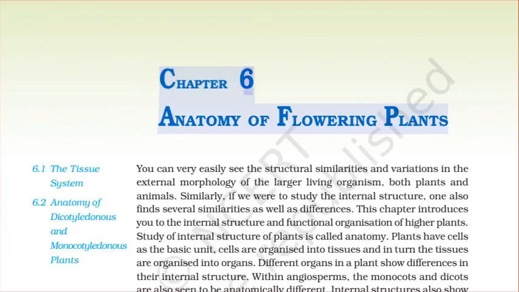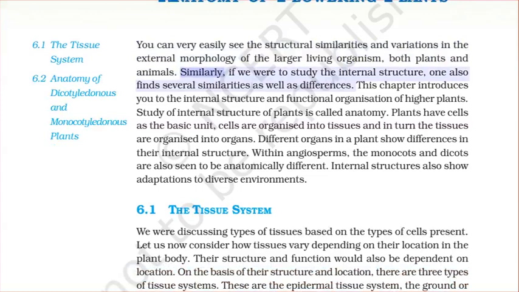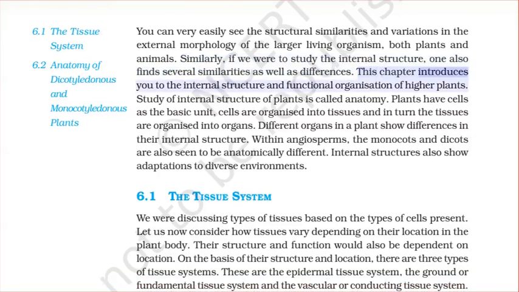Chapter 6, Anatomy of Flowering Plants. You can very easily see the structural similarities and variations in the external morphology of the larger living organisms, both plants and animals. Similarly, if we were to study the internal structure, one also finds several similarities as well as differences. This chapter introduces you to the internal structure and functional organization of higher plants.